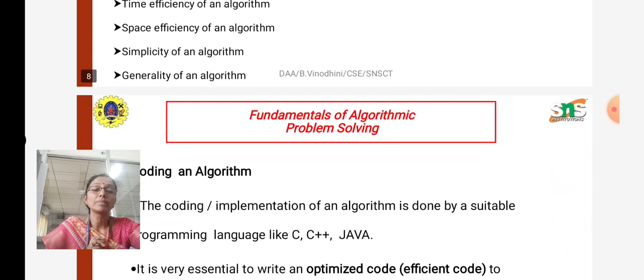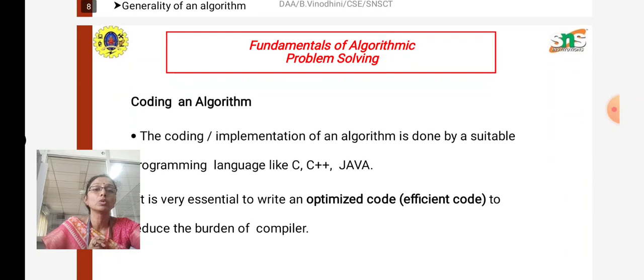Finally, after analyzing, we are going to code the algorithm. The coding or implementation of an algorithm is done in a particular programming language. We have to decide which programming language we are going to select to run the corresponding algorithm, whether C, C++, or Java. It is very essential to write optimized code to reduce the burden on the compiler. So we have to write optimized code for the implementation of the algorithm.